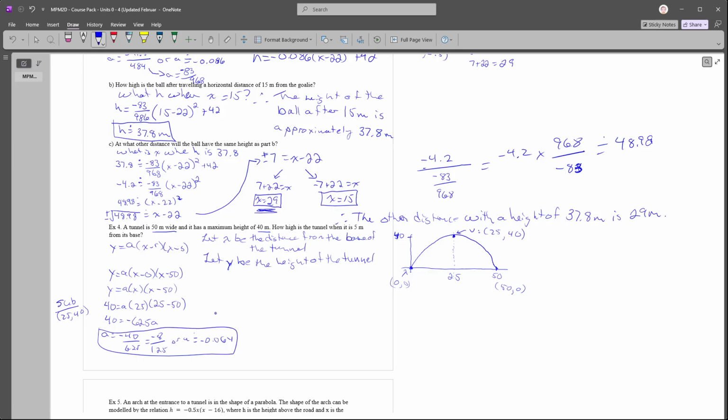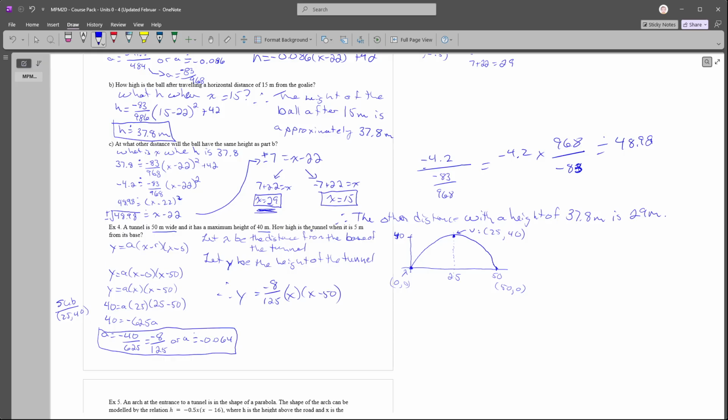Okay, so let's give an equation. Let's keep our numbers exact though. So therefore, y is equal to negative 8 over 125 multiplied by x minus 50. Okay, so there's our equation.